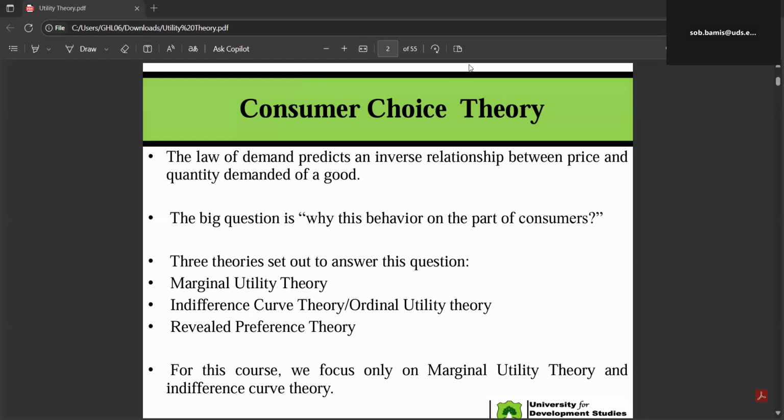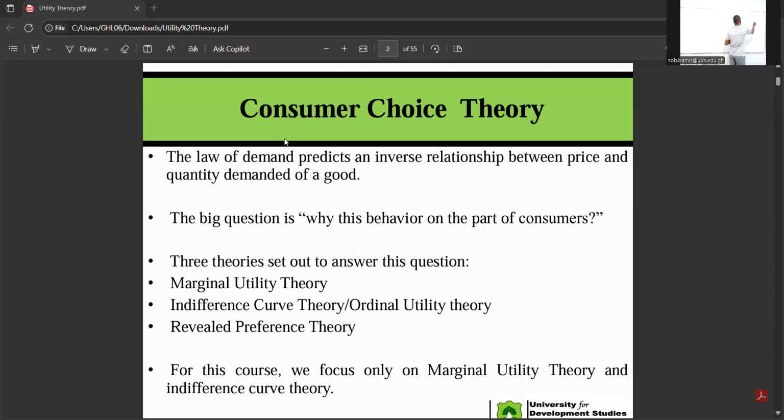Now we said we have the cardinalist approach, and then we have the ordinalist approach. Now the cardinalist approach tries to answer this question by, in other words, let me start by saying that this cardinalist approach is just a group of economists who decided to answer this particular question about the behavior of the consumer by making certain critical assumptions. And some of the assumptions that they made.